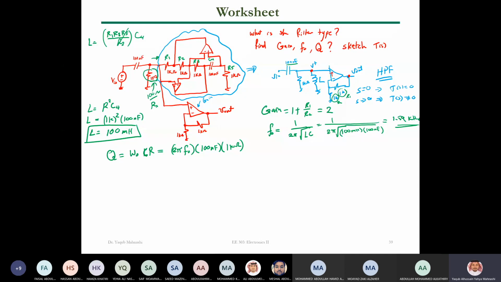Nothing. Note that's why we need to relate the values and the elements to the specification of the filter. The only effect of RX is the Q. So if you want to play with the Q, make it higher or lower, then you want to find the value of RX. Of course, you can do that through the capacitor, but if you do that through this capacitor, let me call it CX, the corner frequency will be affected.